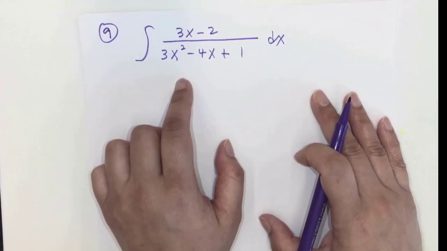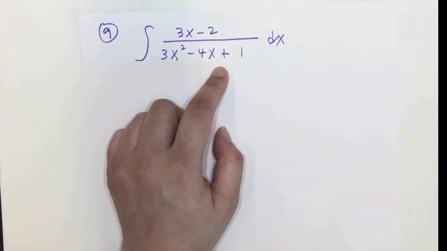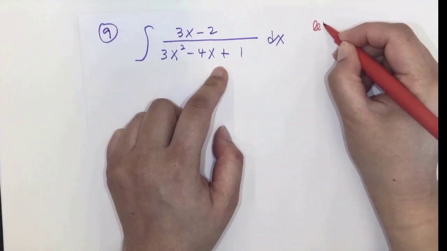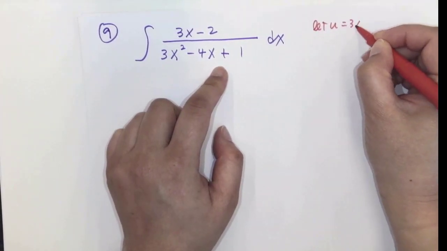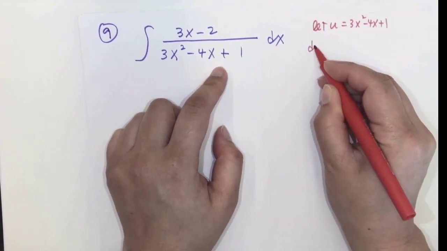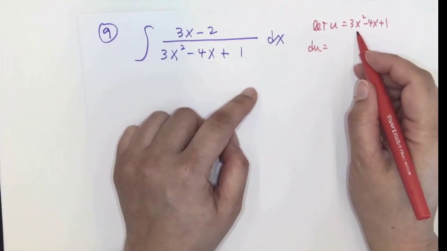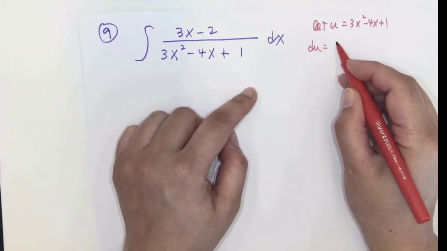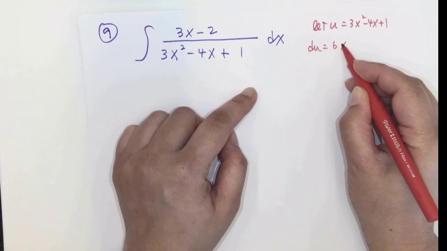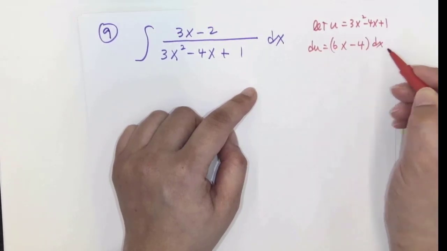This is substitution. How do I know which part is my u? The one with the bigger power. The one that has the higher power, that's a good guess. So let's try this. If I let u equal 3x squared minus 4x plus 1, then du will be what? Taking the derivative of that. First term is 6x, 6x minus 4. Good. The whole thing dx, right?